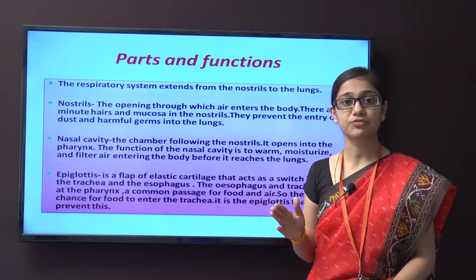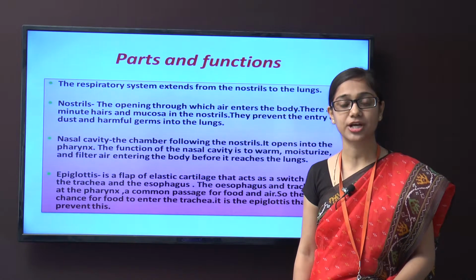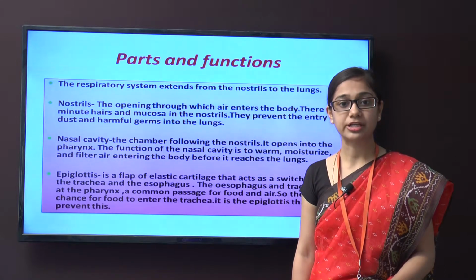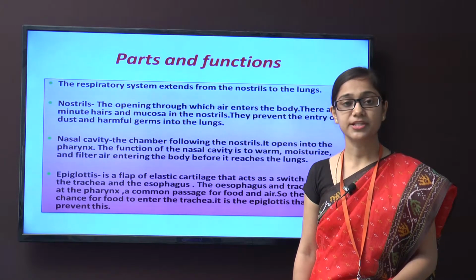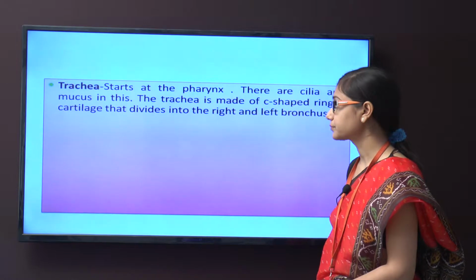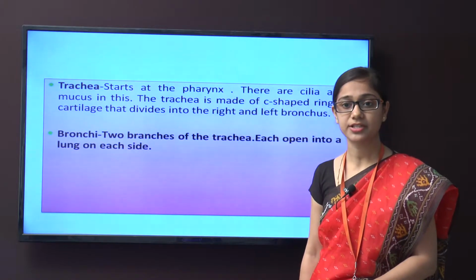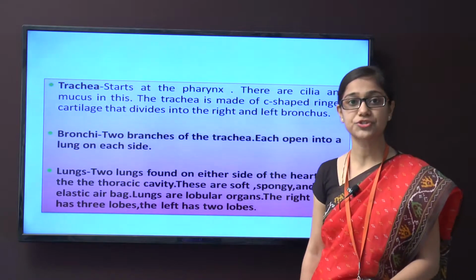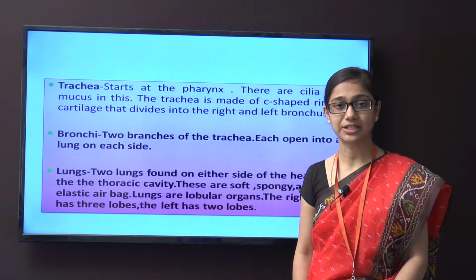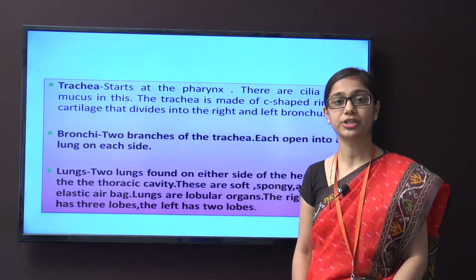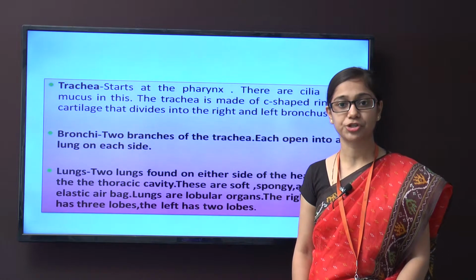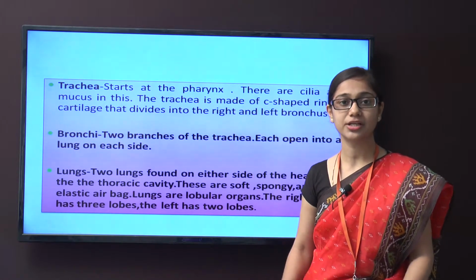The epiglottis is a flap of elastic cartilage that acts as a switch between the trachea and esophagus. The esophagus and trachea start at the pharynx, which is the common passage for air and food. The trachea has many cilia and mucus, and is made up of C-ring like cartilage rings. It divides into the left and right bronchus. The bronchi, the two branches of the trachea, each open into a lung on each side.